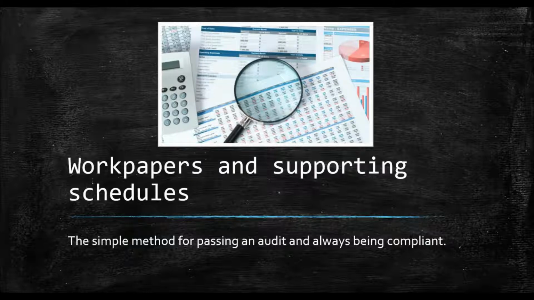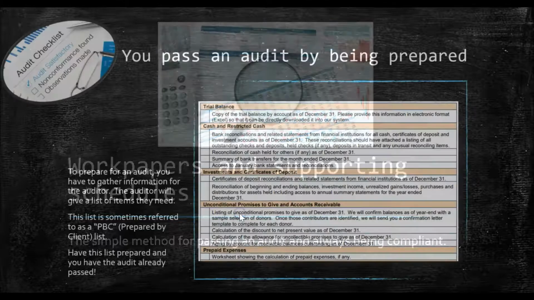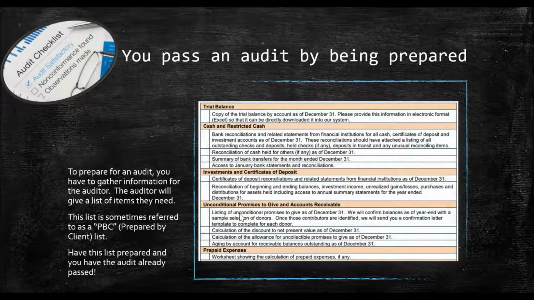All right, so let's move on to the next section where I'm going to share with you the simple method for passing an audit and always being compliant. So how do you pass an audit? Well, you pass an audit by being prepared. To prepare for an audit, you have to gather information for the auditor, and the auditor will give you a list of items they need, and this list is sometimes referred to as a PBC list, prepared by client.